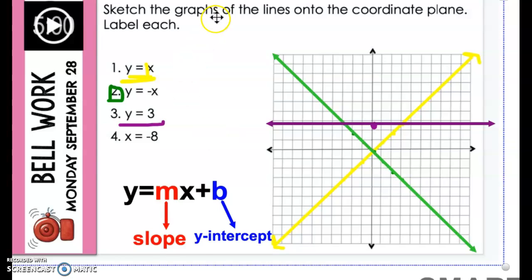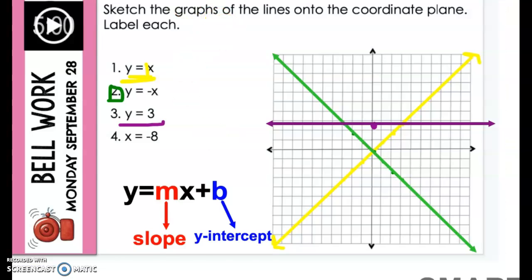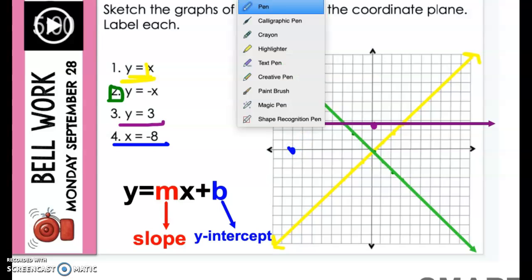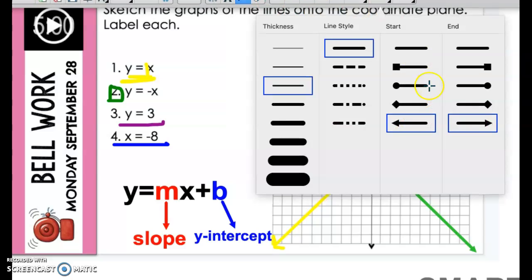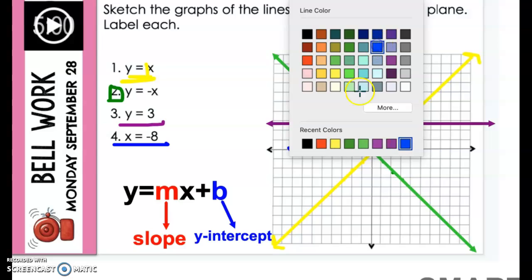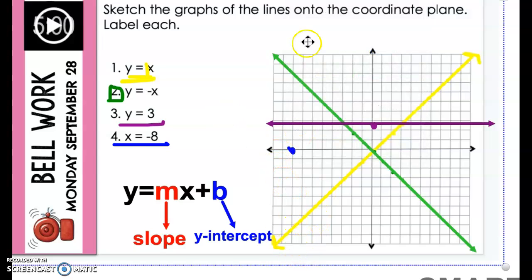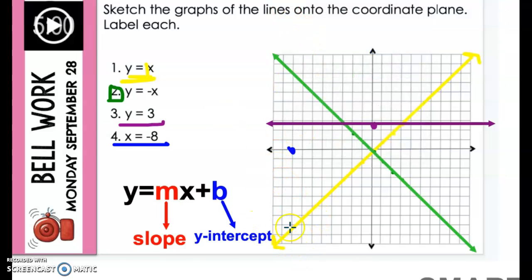And then the last one, x equals negative 8. X equals, those are vertical lines, so we'll do this one blue. So on the x-axis, we want to find negative 8, which would be right here, and put a point here. This is our starting point. And then we're going to create a vertical line that goes through that point. So every single point on this line is going to have, if my line tool would work, every single point on this line is going to have an x coordinate of negative 8.